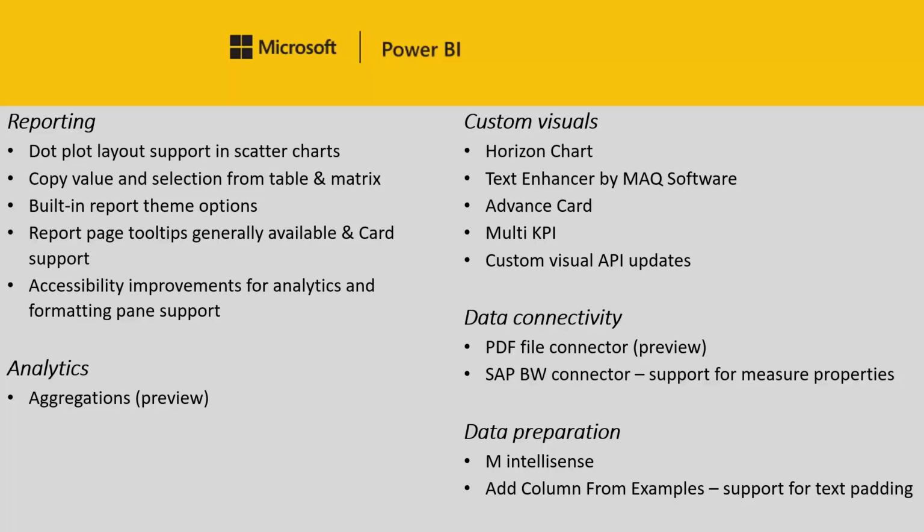Our last update in the data connectivity section is specific to the SAP BW connector. We are now enabling the ability to select additional measure properties when using this connector in import mode. So within the Navigator dialog, you can now select one or multiple measure properties. And stay tuned because we also plan to support this capability in SAP BW Direct Query mode as well.